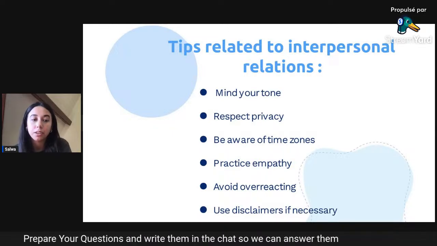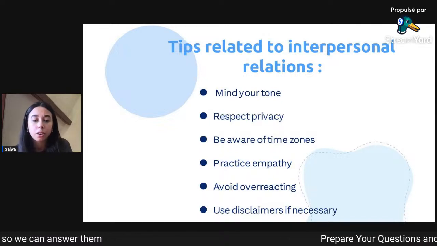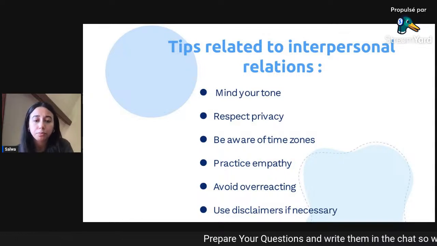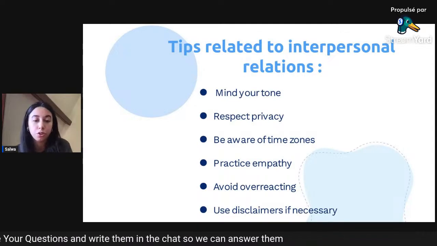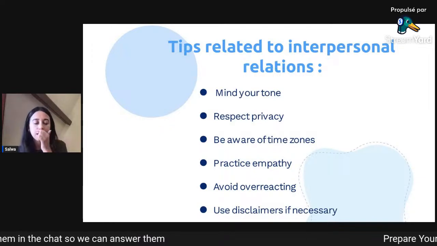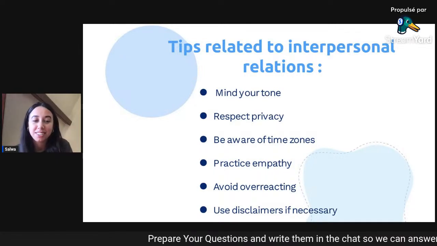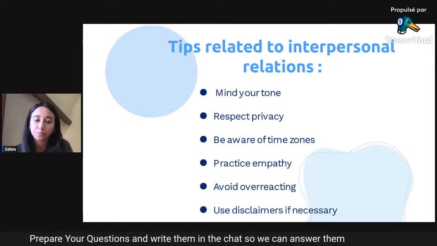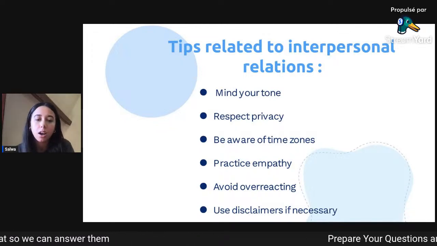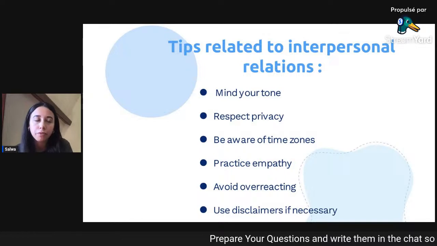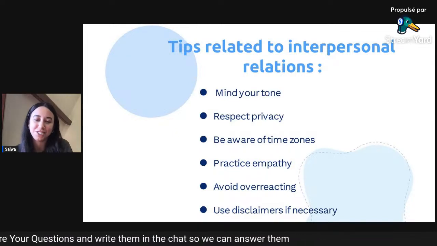You also need to practice empathy and not judge, for example, before you ask for explanation and the perspective of the person you're talking to. And thus, you need to avoid overreacting. If you receive a message that you don't like, you need to take a step back before responding. Sometimes clarifying questions can lead to a calm response and not being defensive in a situation. Last, we have use disclaimers if necessary. Disclaimers can help you avoid being misunderstood, or if a person is sensitive in nature, you need to consider using disclaimers or qualifiers to clarify your intention.